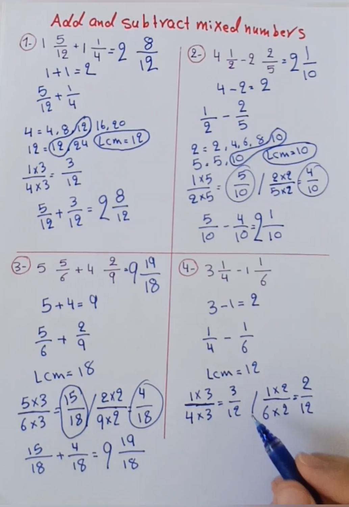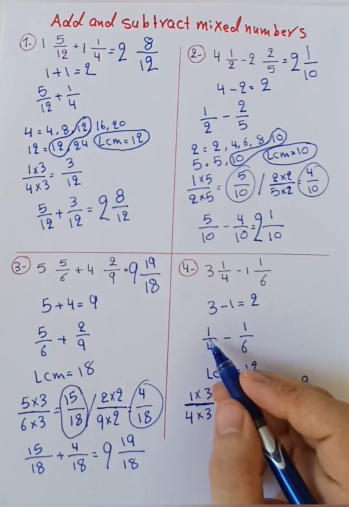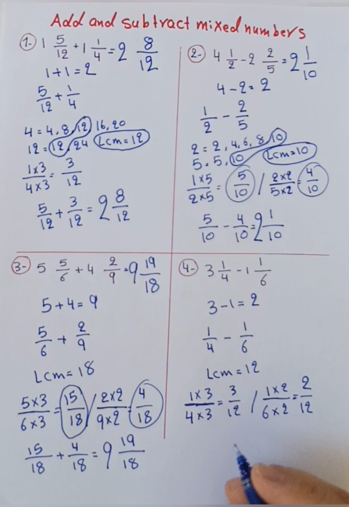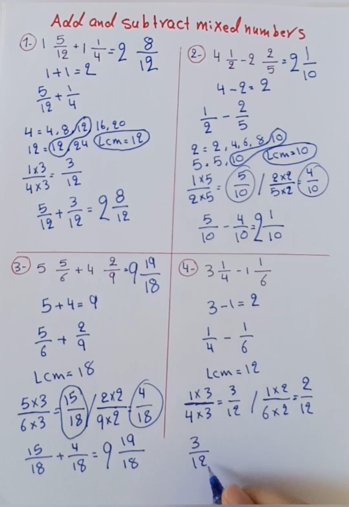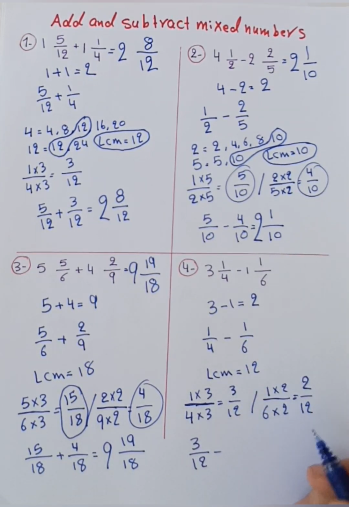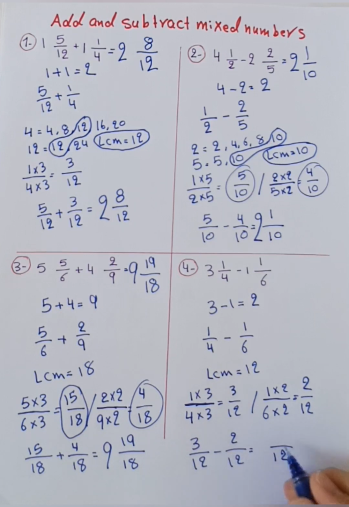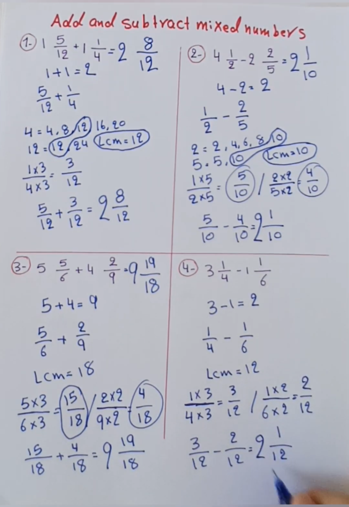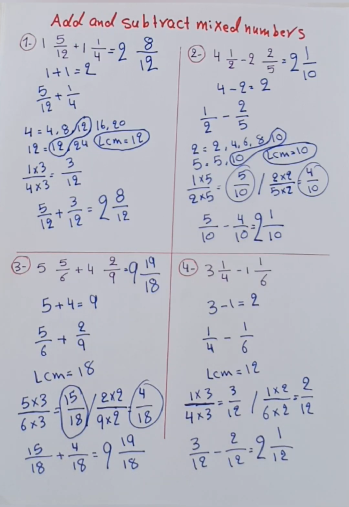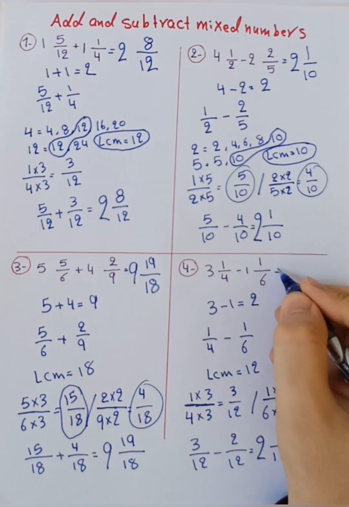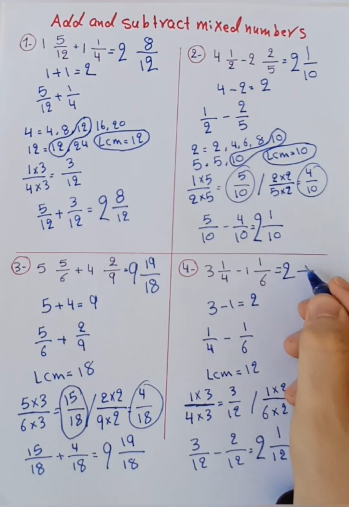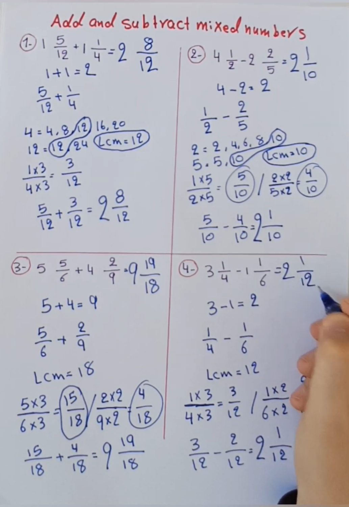And then we have to subtract these two fractions. The first fraction, 1 out of 4, is 3 out of 12, minus 1 out of 6, which is 2 out of 12. We write 12 as the denominator, and then 3 minus 2 is 1. And the whole number is 2. So the difference between these two mixed numbers is 2 and 1 out of 12.